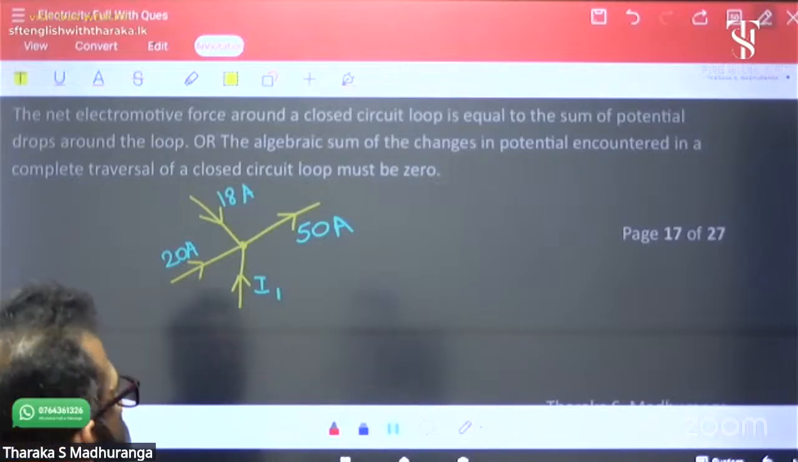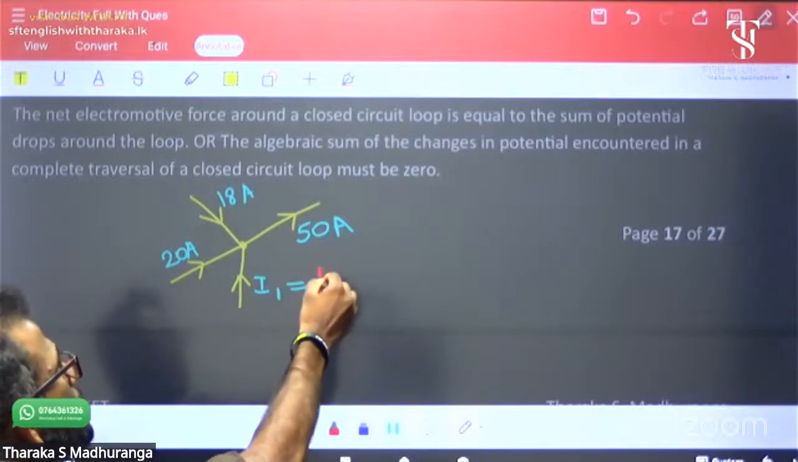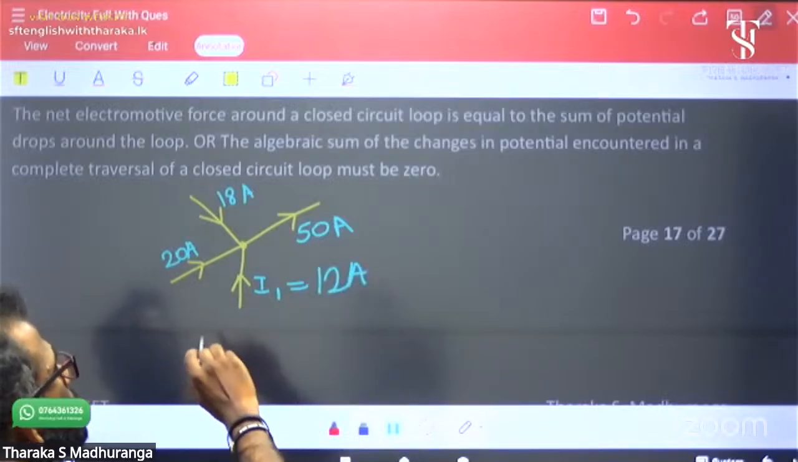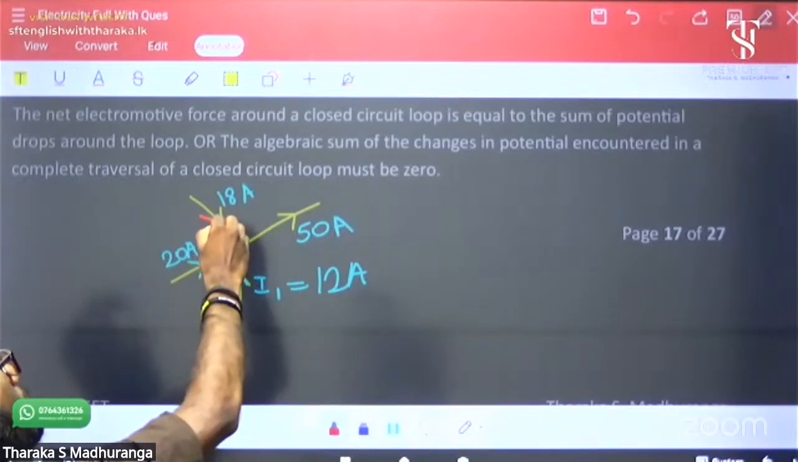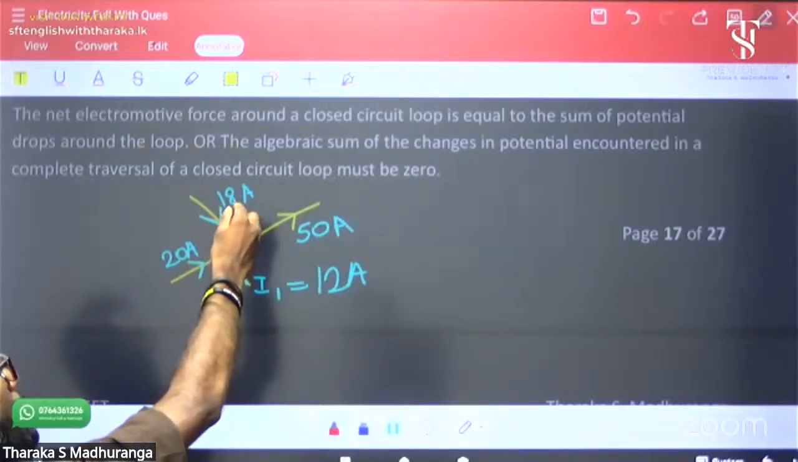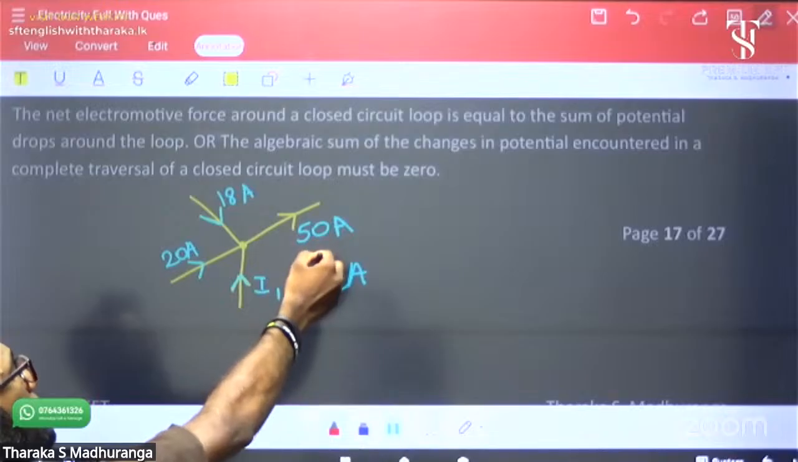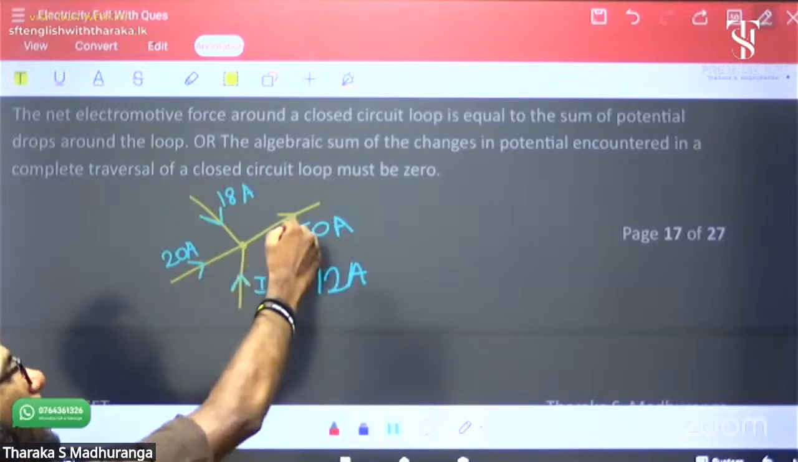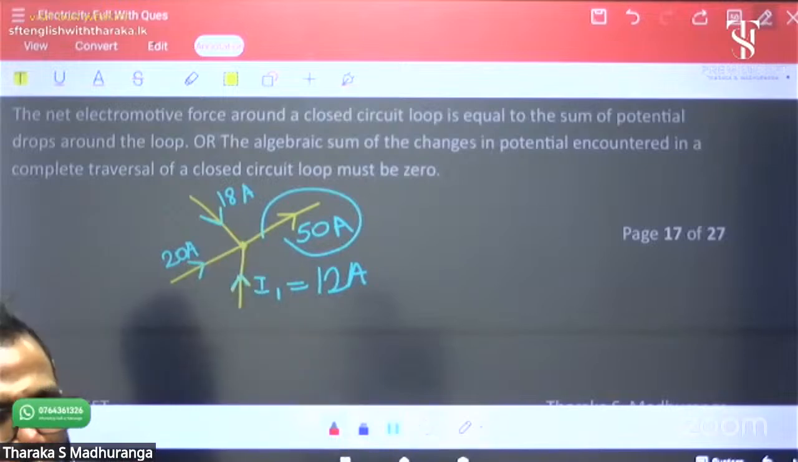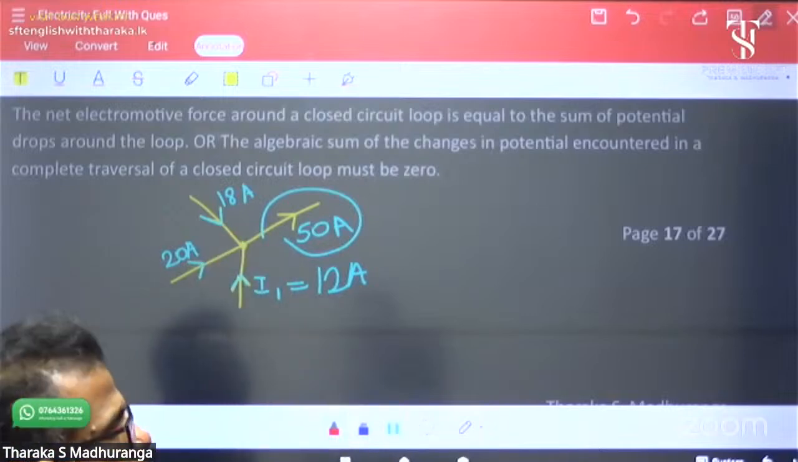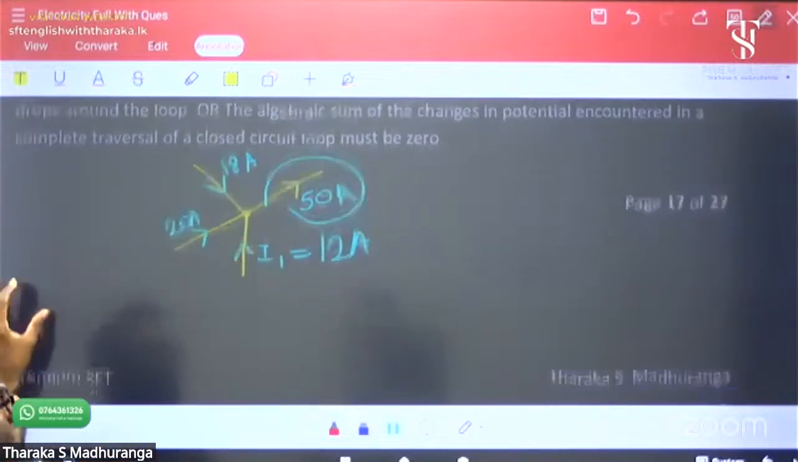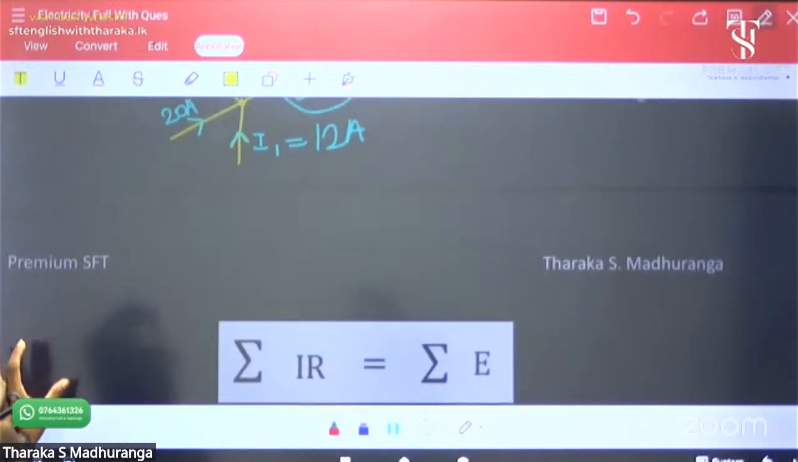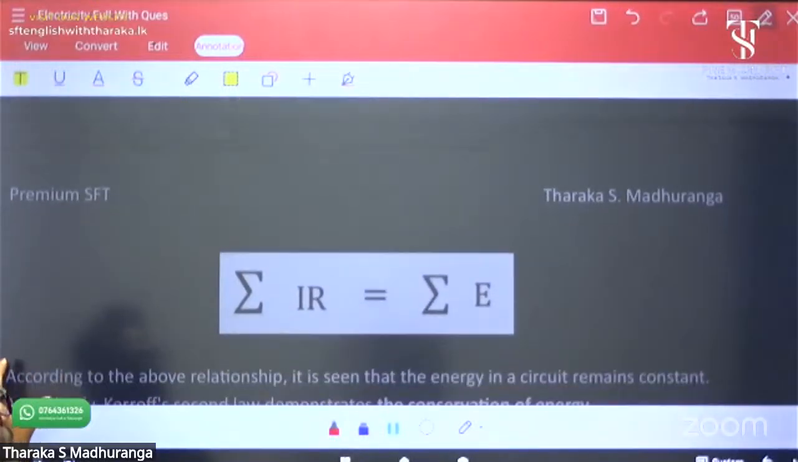Okay, what's the answer? It is definitely 12 ampere. Because the current flowing into the junction, three currents: 12 plus 18, it is 30. 30 plus 20, it is 50. Now it is balanced, according to Kirchhoff's first law. Say always explain charge conservation or electric current conservation in a unit time. Okay.